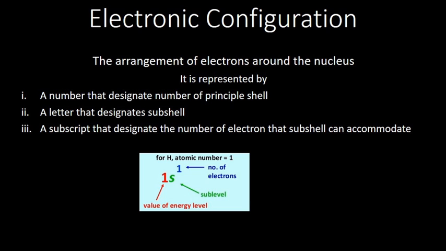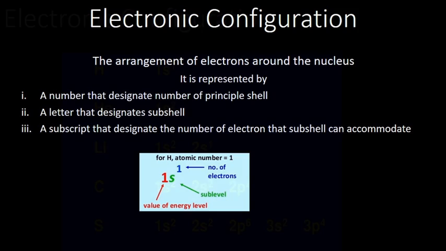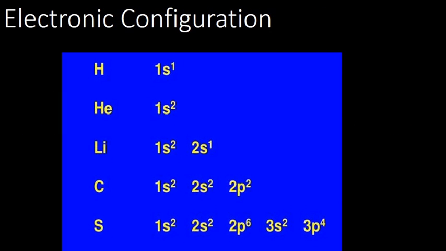Here hydrogen has only one electron. So the electronic configuration is 1s1. Now take the case of helium, 2 electrons, so 1s2. Then when we take lithium, there are 3 electrons: 1s2 2s1, because the maximum electrons 1s can accommodate is 2. So once 1s2 is finished, the next electron goes to the next higher level.